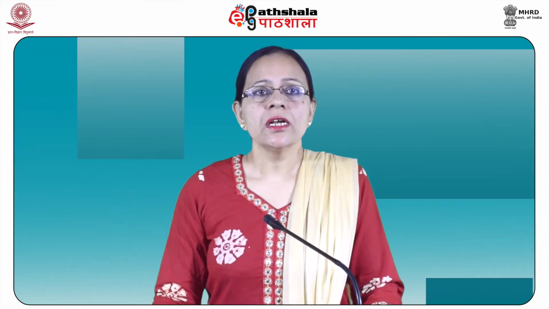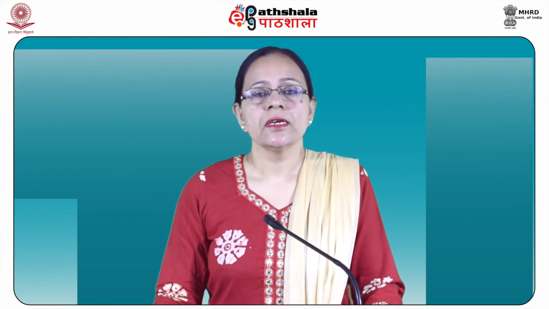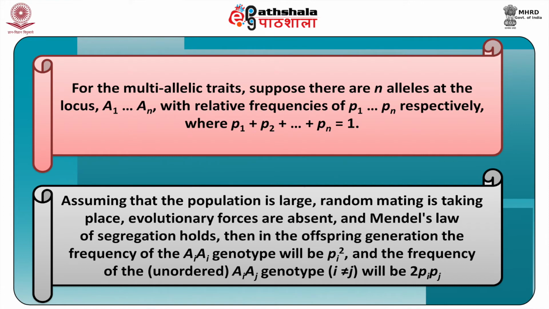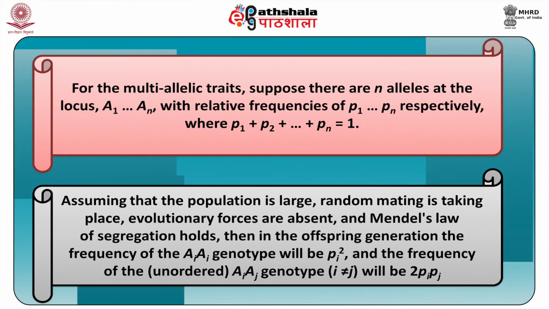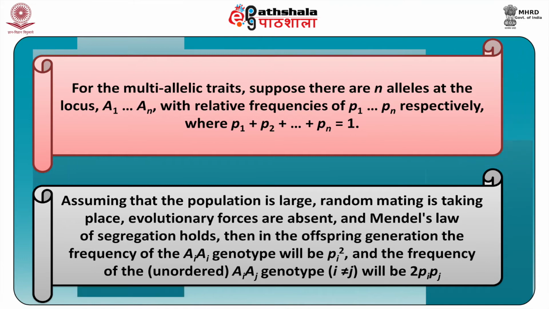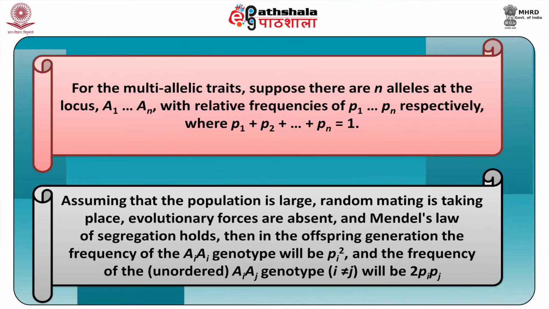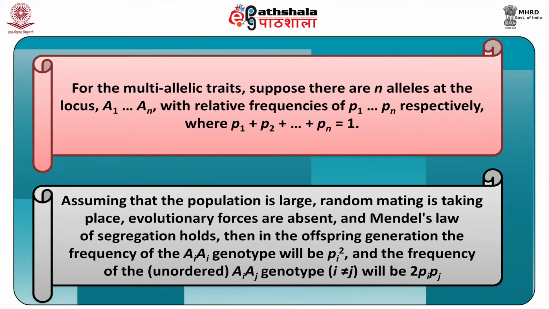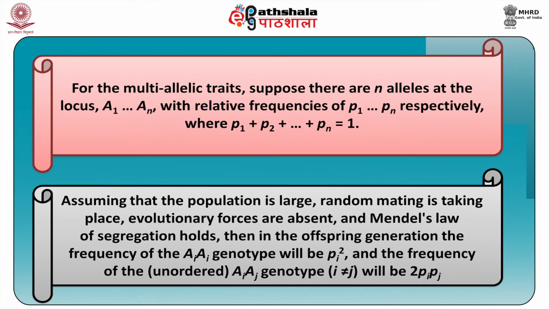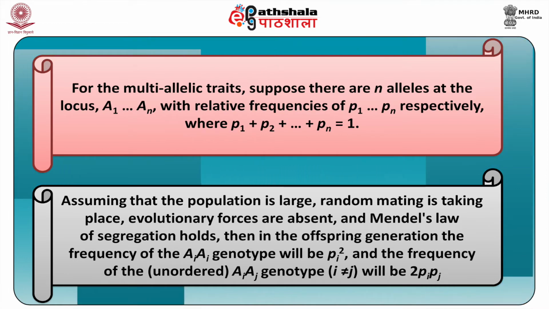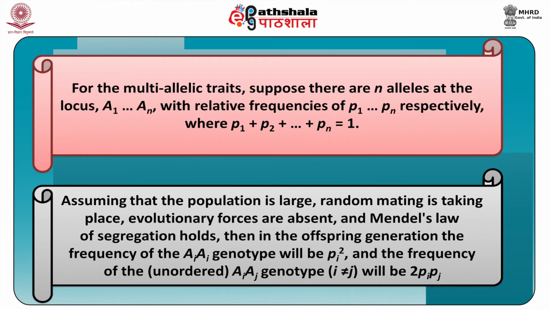Hardy-Weinberg principle can easily be extended to a trait governed by multiple alleles such as hair color in humans. For multi-allelic traits, suppose there are n alleles at the locus, A1 to An, with relative frequencies of p1 to pn respectively, where p1 plus p2 plus up to pn is equal to 1. Assuming that the population is large, random mating is taking place, evolutionary forces are absent and Mendel's law of segregation holds, then in the offspring generation, the frequency of the AiAi genotype will be pi squared and the frequency of the unordered AiAj genotype will be 2pipj.